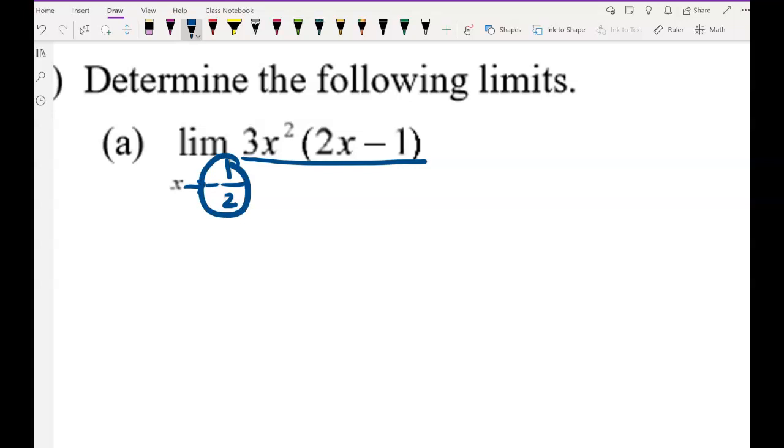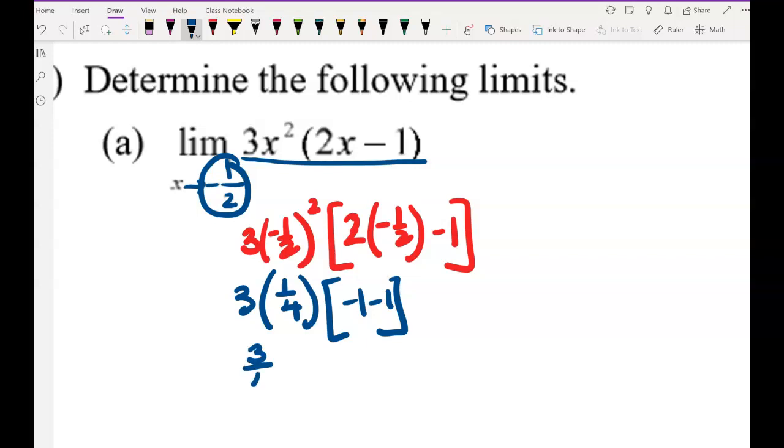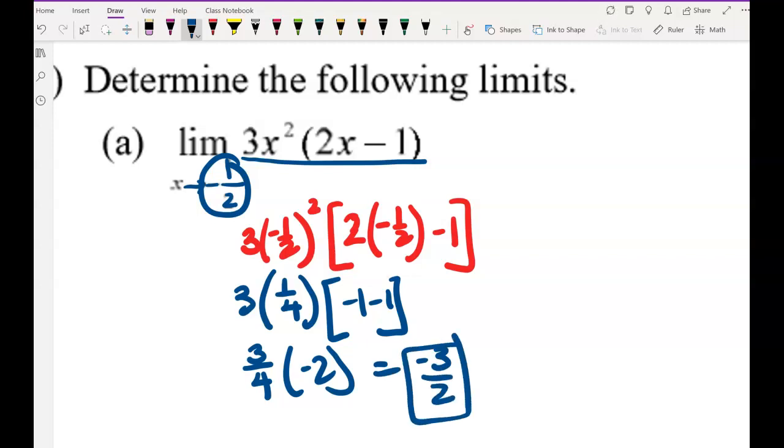So since it is continuous the entire time, all we have to do is plug in negative 1/2 every time we see an x. So we drop the 3 down, we see an x squared, so that gets negative 1/2 squared. Then we have 2 times negative 1/2 here, minus 1. And then we just follow PEMDAS, okay? So 3 times negative 1/2 squared is 3/4. Negative half times 2 is negative 1, minus 1 is negative 2. 3/4 times the negative 2, and this will reduce to negative 3 over 2. So the limit as x approaches negative 1/2 of this whole function is negative 3 over 2.